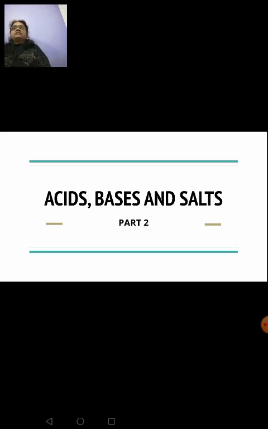And indicators are substances which are used to identify whether the given substance is an acid or a base. There are three types of indicators: natural, synthetic and olfactory indicators. Turmeric was given as an example for natural indicator. Phenolphthalein was given as an example for synthetic indicator. Onion and vanilla were given as examples for olfactory indicators.